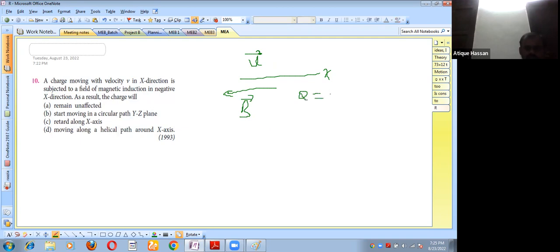So obviously theta is 180. So what will be the force? Force will be zero. The force is zero. As a result, the charge will remain unaffected, it will not start moving in a circular path, no retardation. The charge will keep moving as it is, there will not be any effect of the magnetic field.